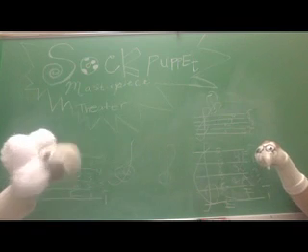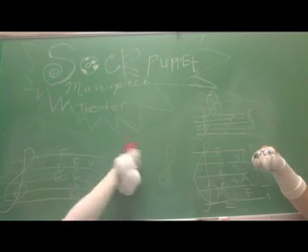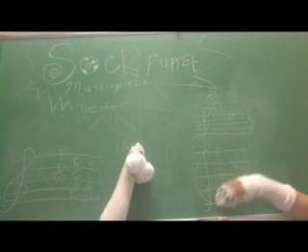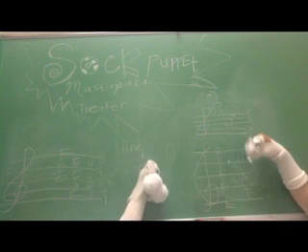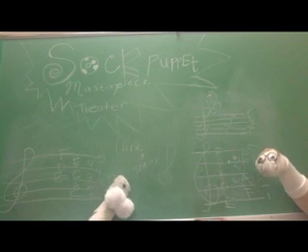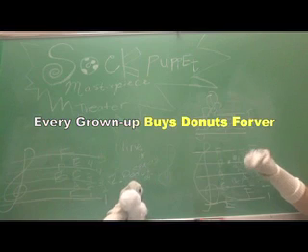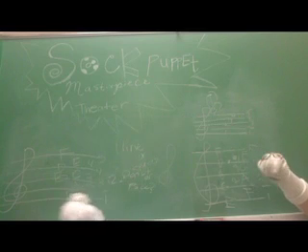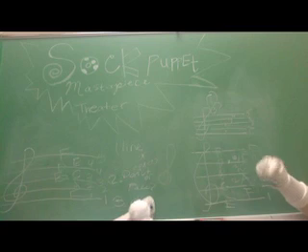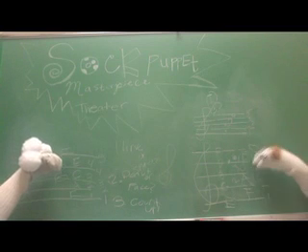So, how do I keep all of this straight? Well, there are three steps to helping you identify what the musical name of a note is. Step one. We identify if the note is on a line or a space. Is it on one of these lines, or is it in one of these spaces? Next, we decide if we use every grown-up buys donuts forever, or if we use face. If the note is on a line, then you use every grown-up buys donuts forever. If the note is on a space, then you use face. Next, we count up the lines or spaces of our staff along with our saying. Because remember, we count from the bottom up. Every grown-up buys donuts forever, or F-A-C-E.